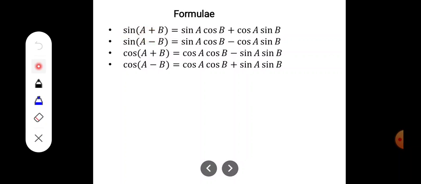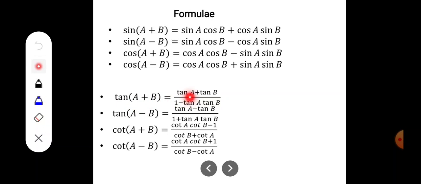Here the sin(a+b) formula is a sin-cos mixture, but the cos(a+b) formula is cos cos, sin sin. If here plus, then here plus, here minus. But for cos(a+b), if here plus, then here will be minus; if here minus, then here will be plus. Also tan(a+b) = (tan a + tan b) / (1 − tan a tan b), tan(a−b) = (tan a − tan b) / (1 + tan a tan b), cot(a+b) = (cot a cot b − 1) / (cot b + cot a), cot(a−b) = (cot a cot b + 1) / (cot b − cot a).